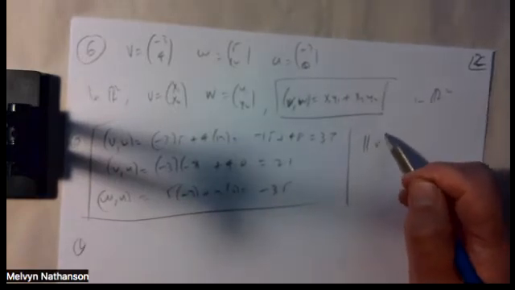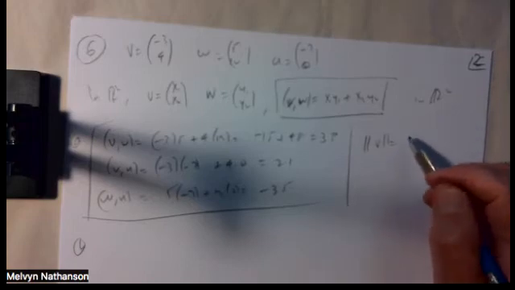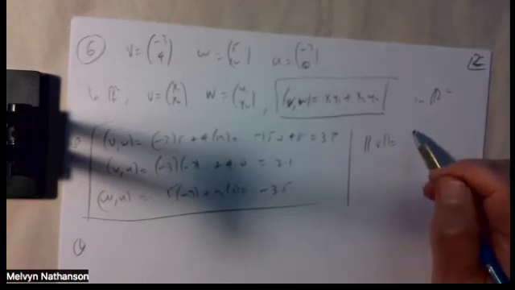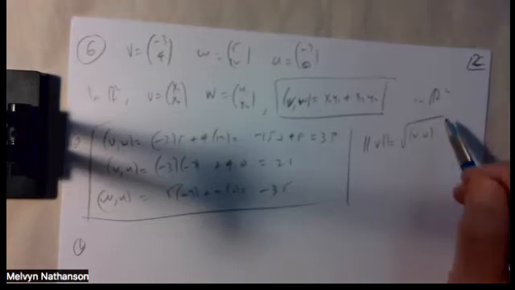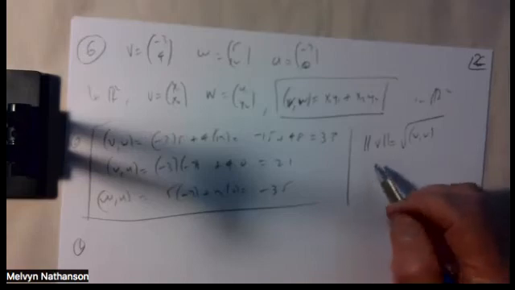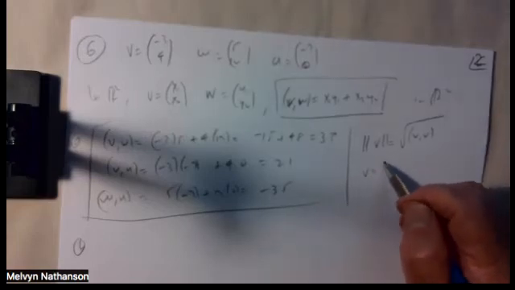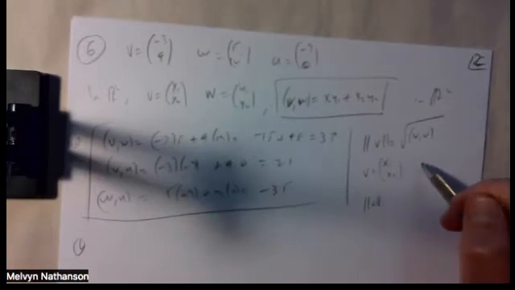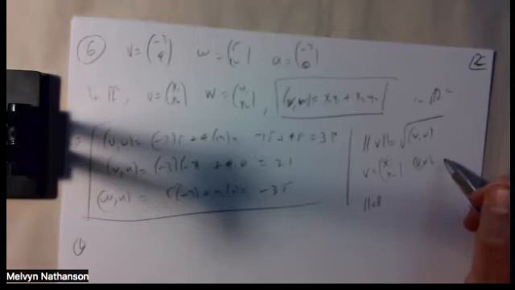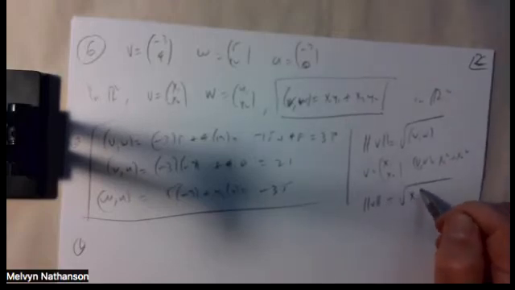The length of a vector is the square root of the inner product of the vector with itself. So if you have V as x1, x2, when you take the inner product of V with itself, it's x1 squared plus x2 squared. So the length is the square root of x1 squared plus x2 squared. Just what you learned in high school algebra or geometry.